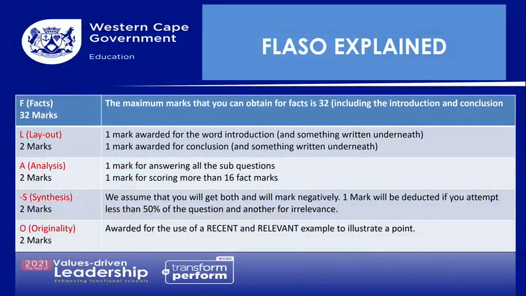Now, if you go to your slide, you will see the technical details look like this. The L mark is if you've written down the word introduction, and there's something written underneath your introduction. That's already 1 mark, which is in the form of an L. And when you write down the word conclusion and you've written something underneath that, that is your second L mark. So there's already 2 marks out of your 40.